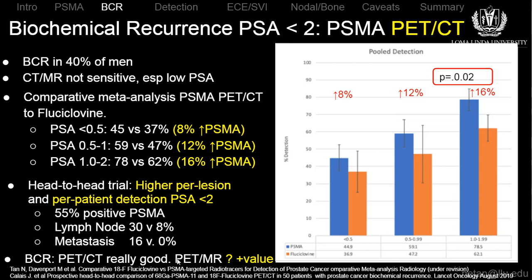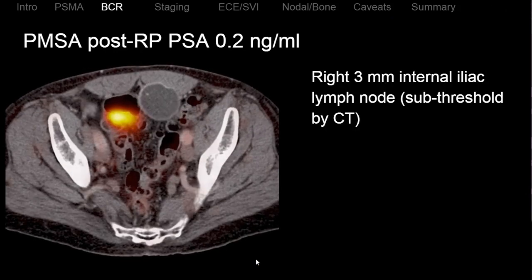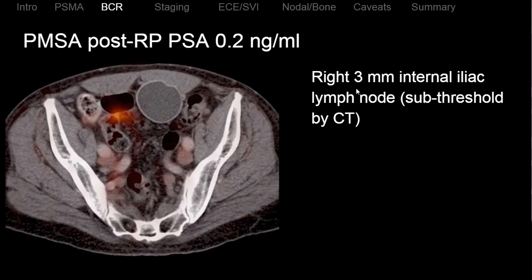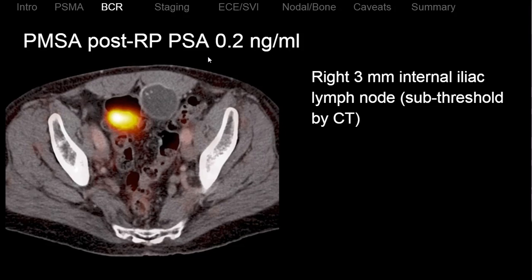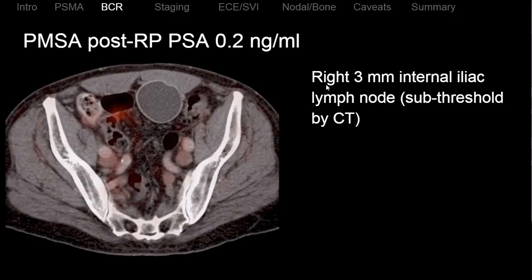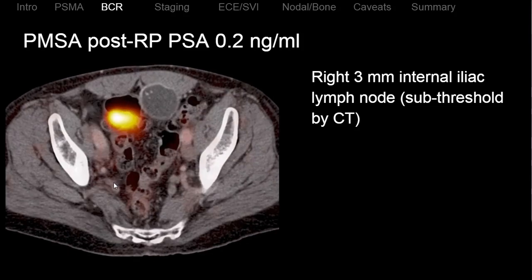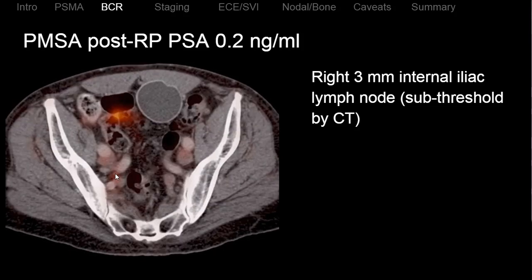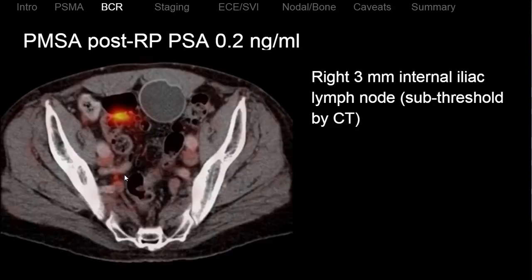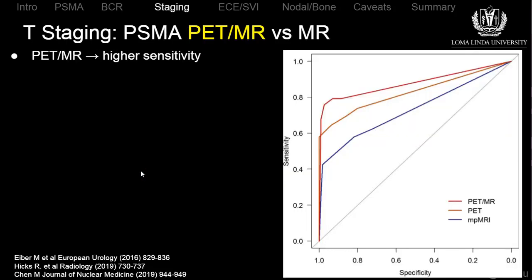So PSMA PET CT is really good in the setting of biochemical recurrence, and at this point at least there's not clear evidence to suggest added value of PET MR in the setting of biochemical recurrence. Here's an example of a patient who had a prostatectomy and had a post-radical prostatectomy PSA of 0.2. And we see here on this PSMA PET CT that there's this 3 millimeter internal iliac lymph node that is positive on PSMA PET. This would not be called by CT or MRI.